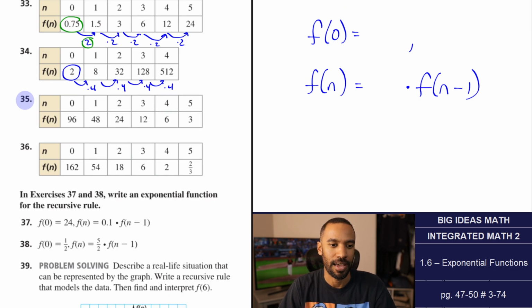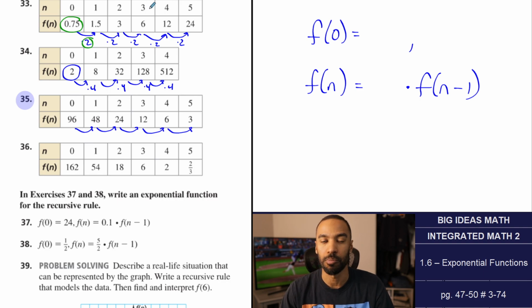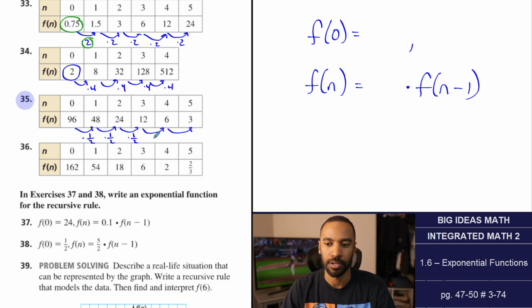Number 35. Now, this one's a little bit different. If you notice on this one here, you might be able to recognize, especially when you get to the smaller numbers, that you're dividing by 2. 12 divided by 2 is 6. 6 divided by 2 is 3. But do I put divided by 2? No, because the r value is not 2. The r value represents what you multiply by. So you have to determine what you're multiplying by, and dividing by 2 is the same as multiplying by 1/2 or 0.5.